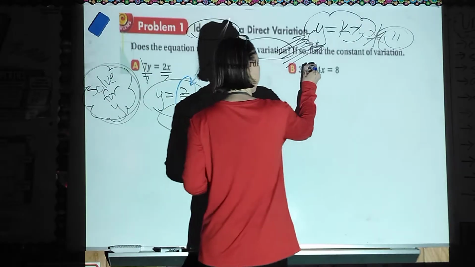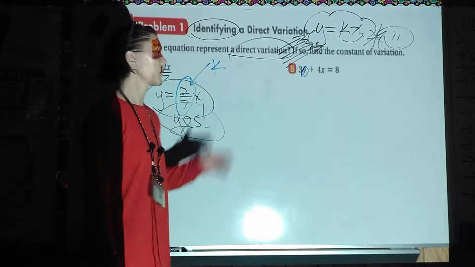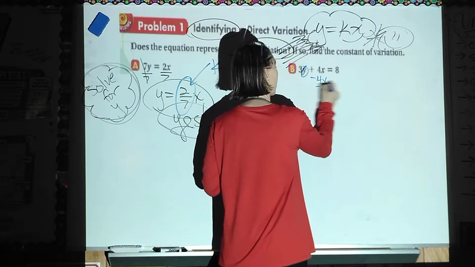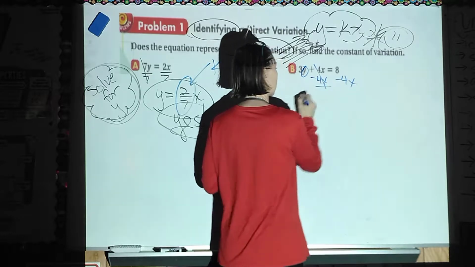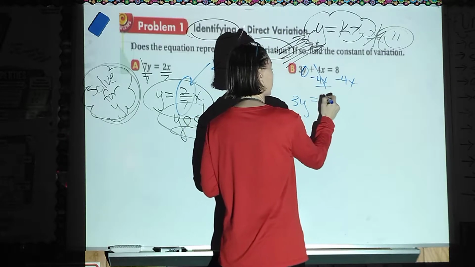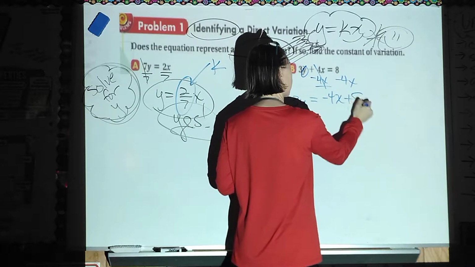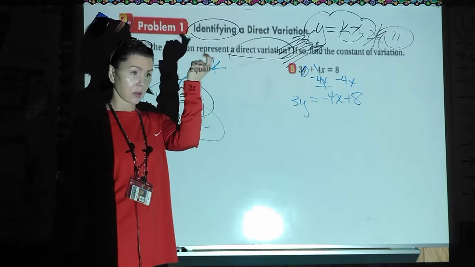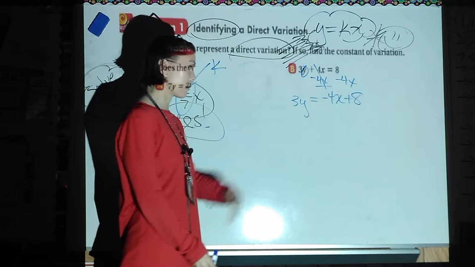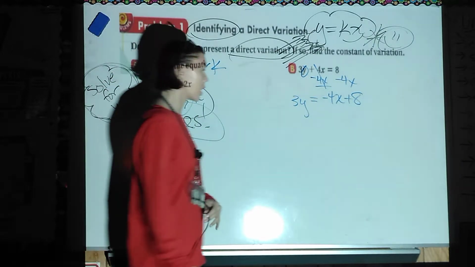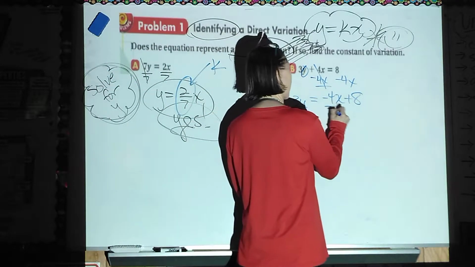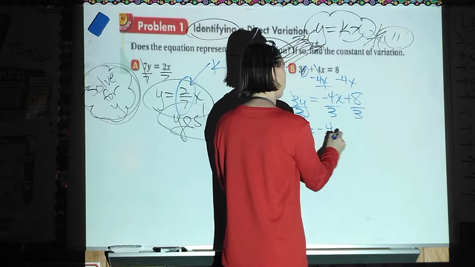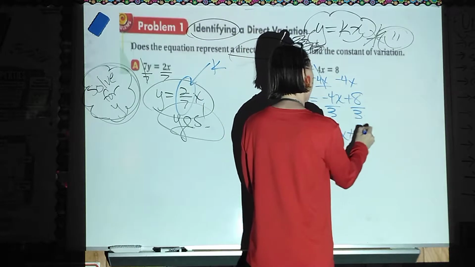Solve for y. Circle the y. So we need to subtract 4x and divide by 3. Subtract 4x: 3y equals -4x plus 8. I think there should be some things buzzing in the brain here, folks, based on what we can see. Divide by 3, divide by 3, divide by 3. Y equals -4/3 x plus 8/3.